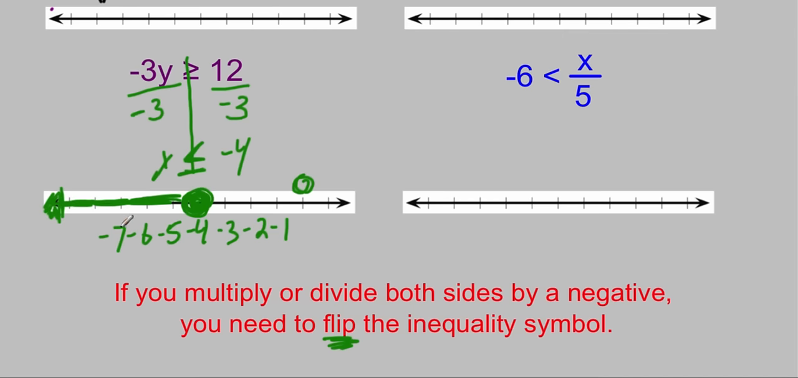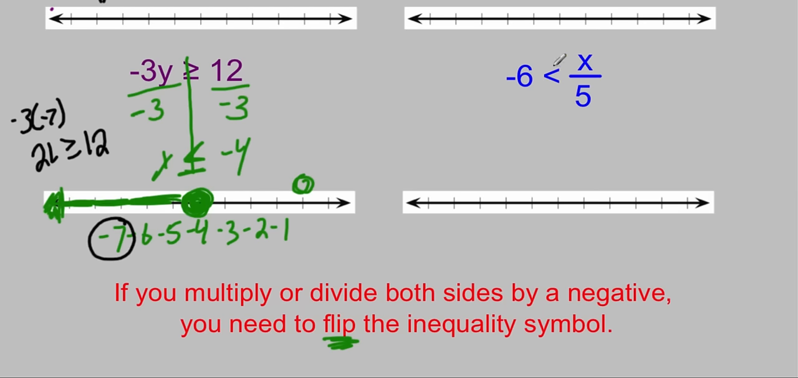And we can do a quick check. Let's try negative 7. Negative 3 times negative 7 is positive 21. Positive 21 really is greater than or equal to 12. So we're okay. So when you do your check, you're going back to the original version, not the one where you flipped the inequality in it.